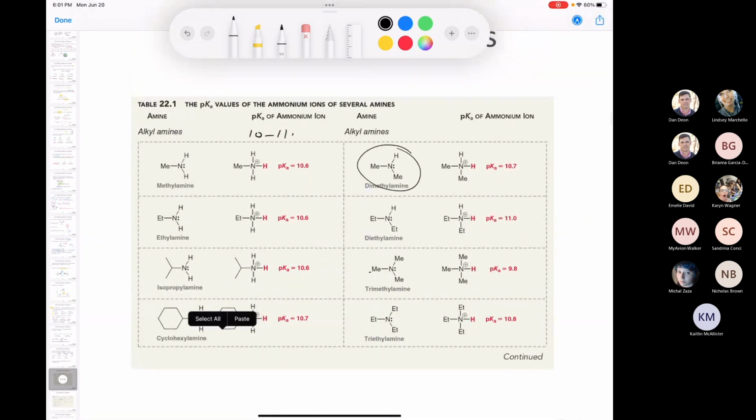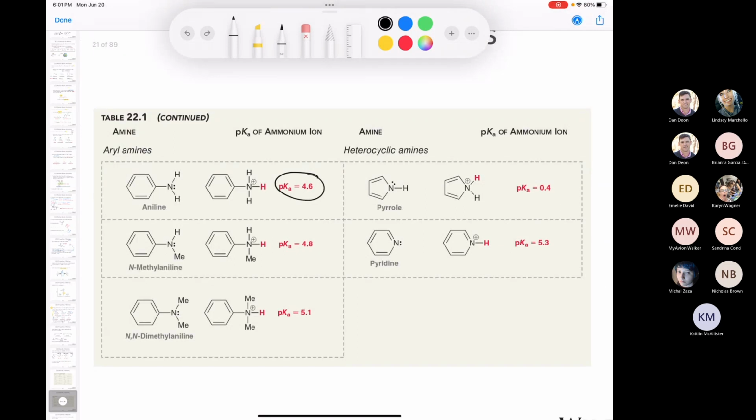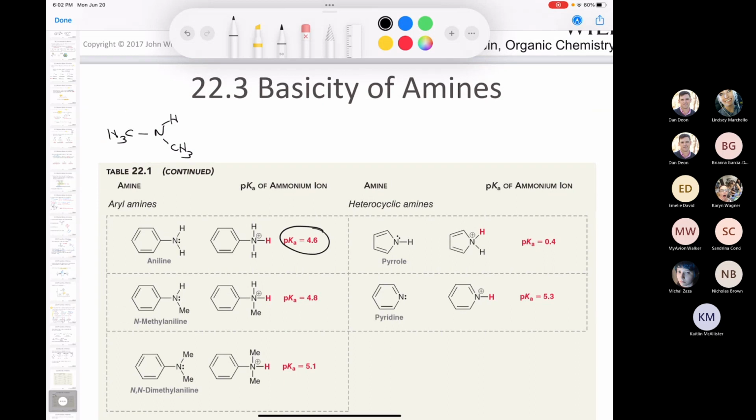Dimethylamine's corresponding conjugate acid has a pKa of around 11. Well, that means that if this is a weaker acid, this must be a stronger base. So if we just pencil it in here, we have dimethylamine, and its conjugate acid has a pKa around 11-ish. That means a weaker acid, and therefore this is a stronger base.